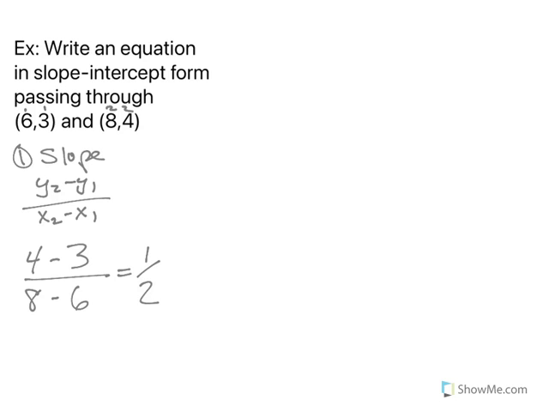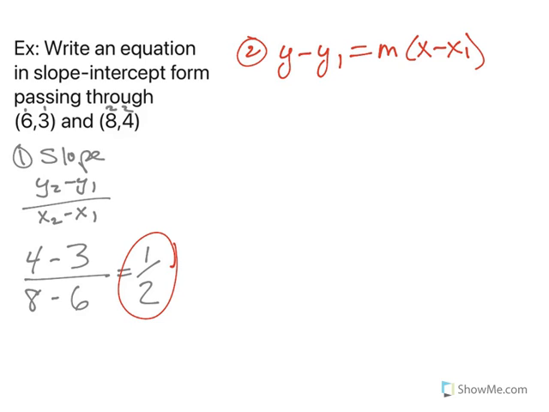Okay, step one. Step two, I'm going to use point-slope form. y minus y1 equals m times x minus x1. Now, I know I need point-slope form because I have slope and I have a point. I actually have two points. It only takes one, and it doesn't matter which one you use. I'm going to use (8, 4), because that just looks prettier to me. But mathematically, it doesn't matter. You'll get the same answer.